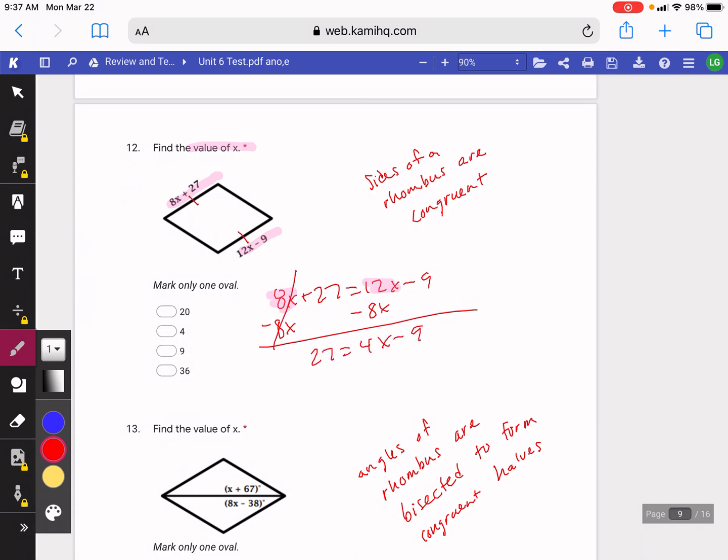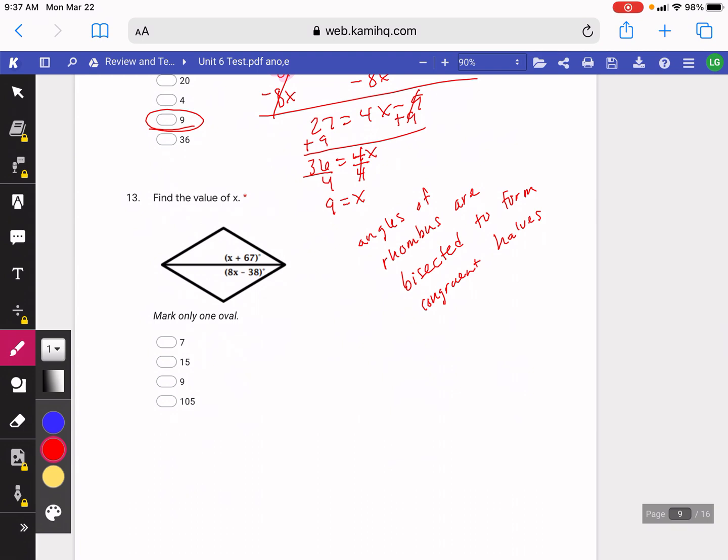Now I'm going to start solving. Here they're subtracting 9. The opposite of subtracting 9 would be to add 9. And then they're multiplying 4 times x. The opposite of multiplying 4 would be to divide by 4. So our answer for x is 9.